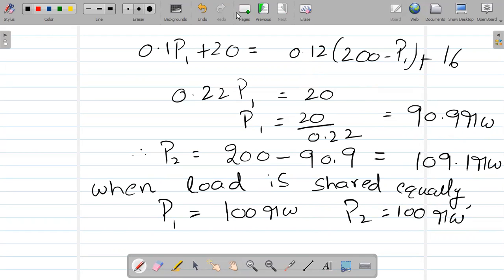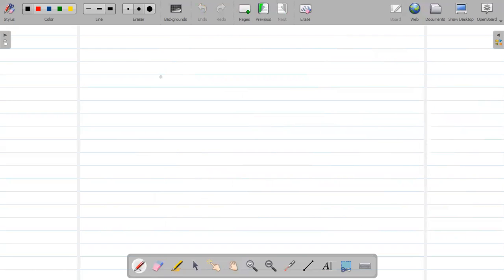So now we calculate what the saving is. For that purpose, we have to know what F1 is. But here, what is given? Incremental fuel cost is given, that is dF1 by dP1. So how can we get F1? When we integrate dF1 by dP1 with respect to P1, we will get F1, comparing the two cases.